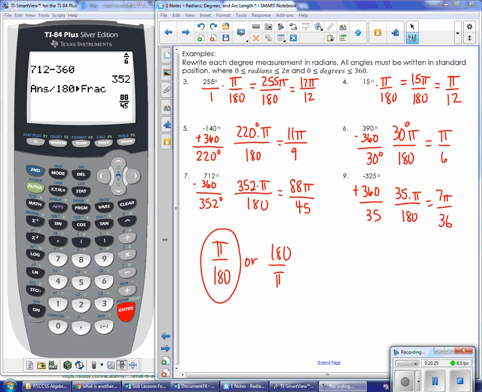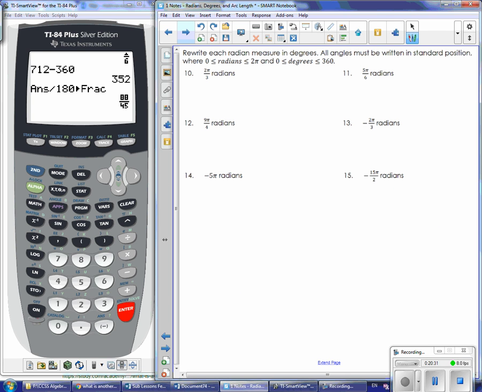So let's take a look at the second part of this. If I take a look at the second part, notice now I'm starting with radians. I've got a pi that I'm starting with, and in order to change it to degrees, I've got to get rid of it. So if I'm starting off with pi, the way I get rid of it is to divide by pi. So when I have radians, I want to multiply by the quantity that has 180 over pi.